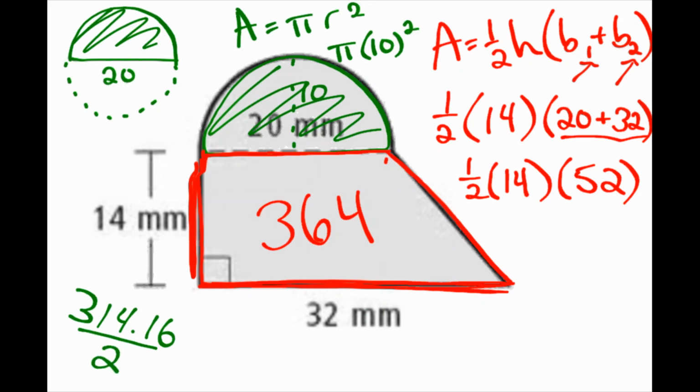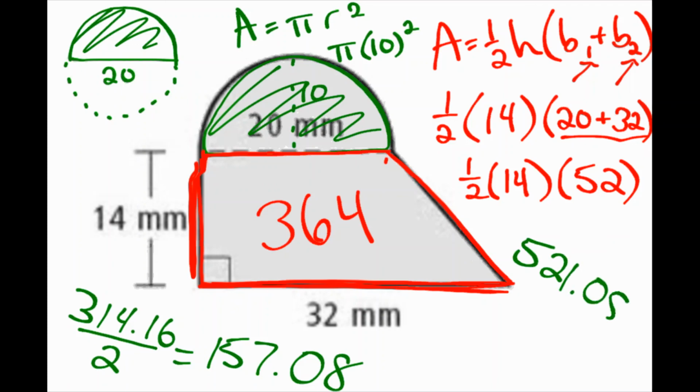Then I'm going to add it together with the 364 from that trapezoid. So that equals 157.08. Now I can add those together, and that gives me a total of 521.08 millimeters squared.